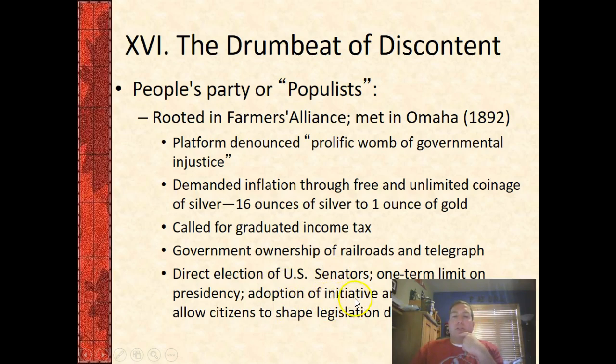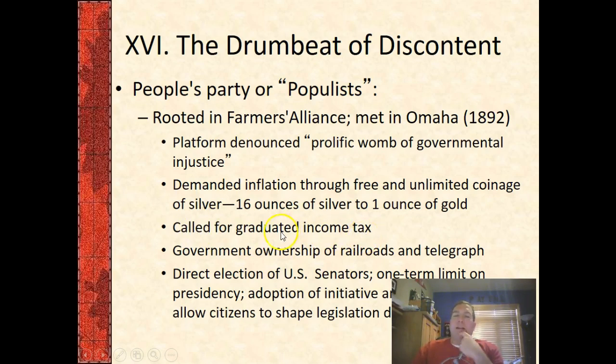The creation of the initiative and referendum, which means these are ballot initiatives where you can put stuff onto ballots to vote on whether or not things should become law rather than trusting your Congress. All of these are reforms. Notice also, they want to change taxation. They're tired of tariffs, which is a regressive tax.